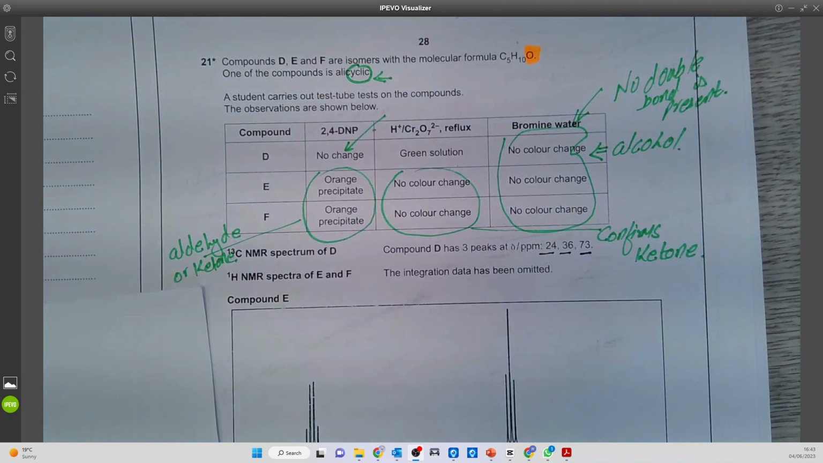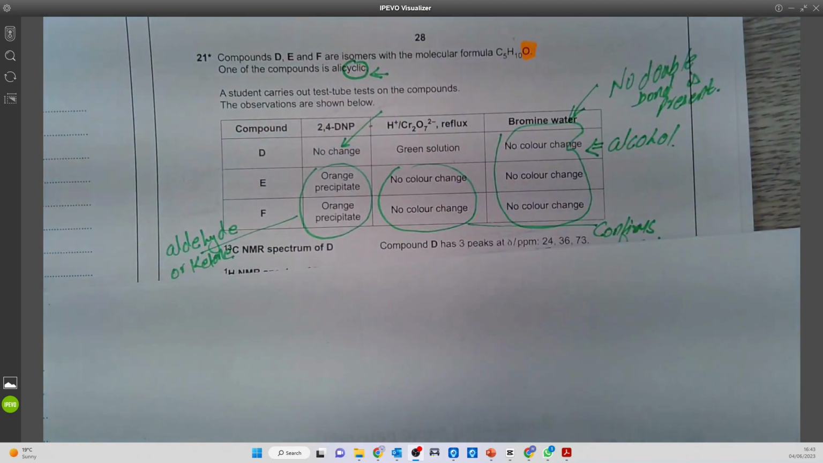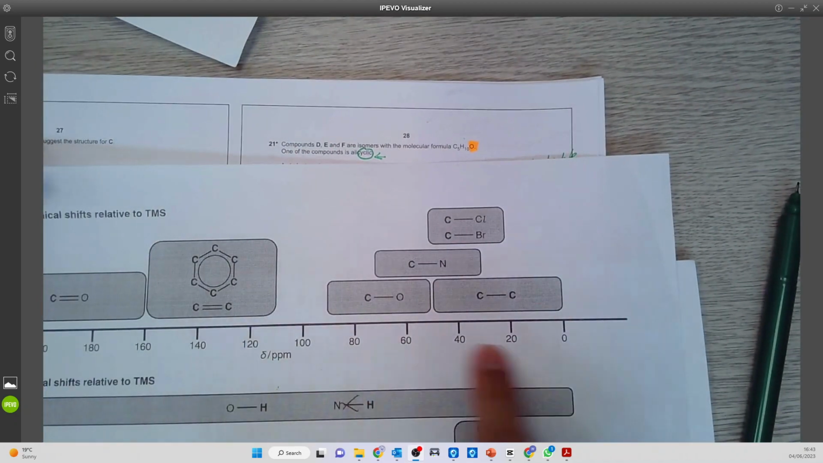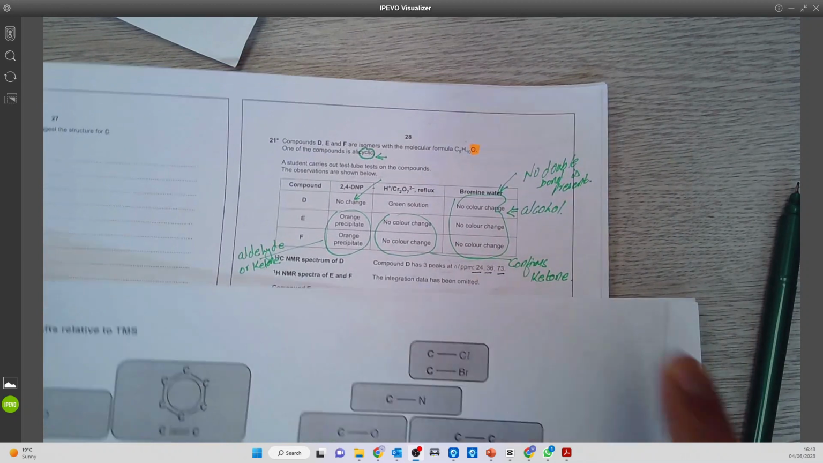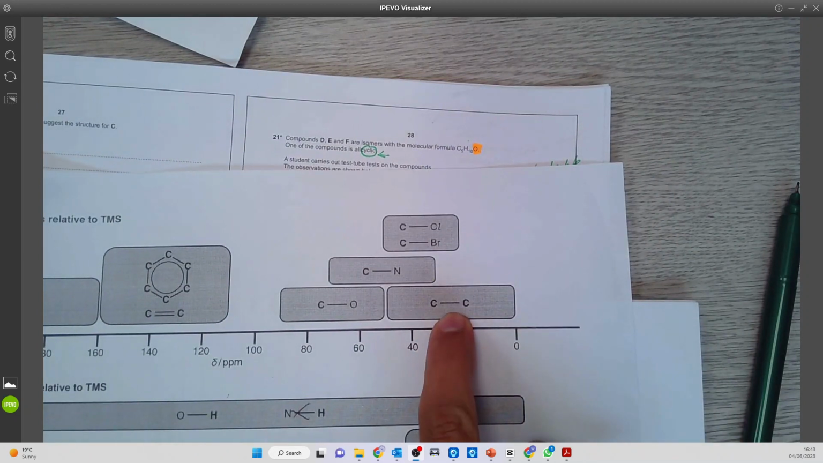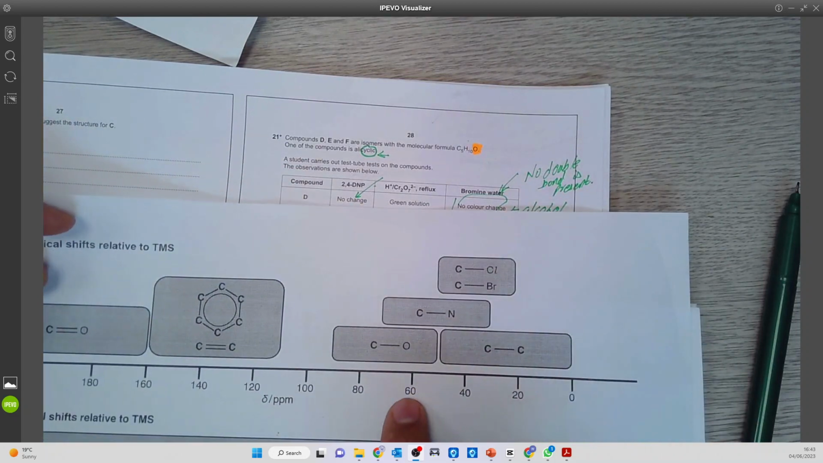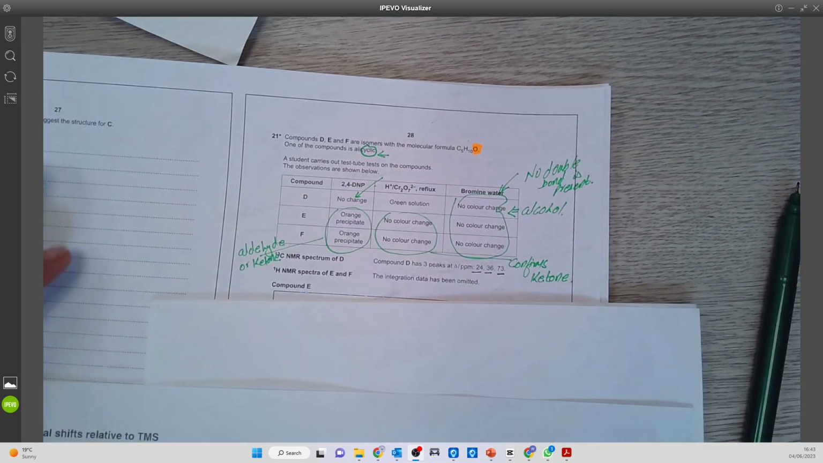If I look at my data booklet here, this is carbon 13. The peaks at 24 and 36 are for C-C1. And there's a peak at 73. Where is that peak? 73 is for C-O. Right, so there's an alcohol there as well.